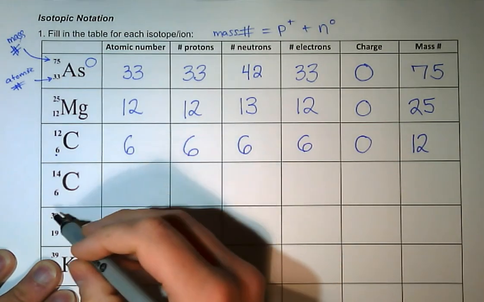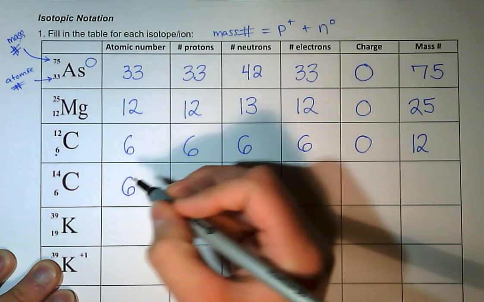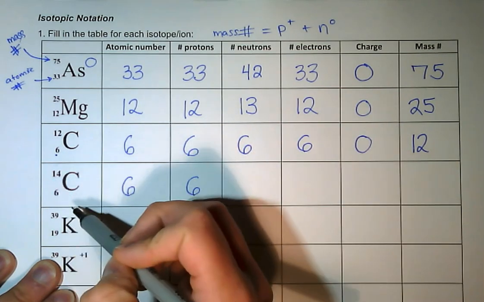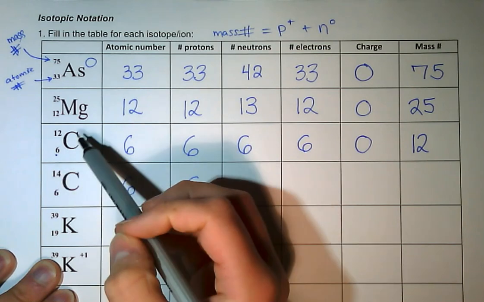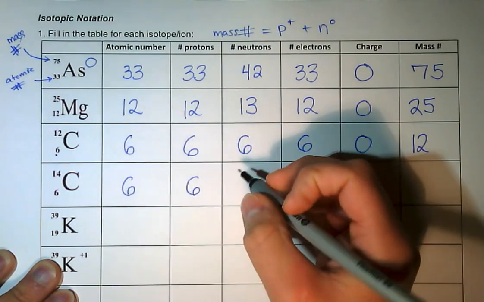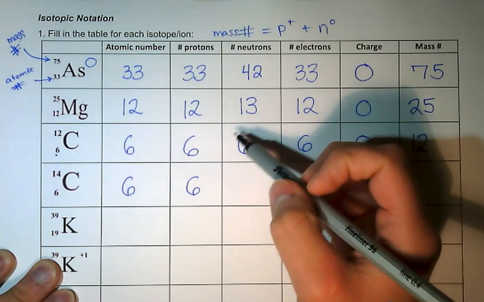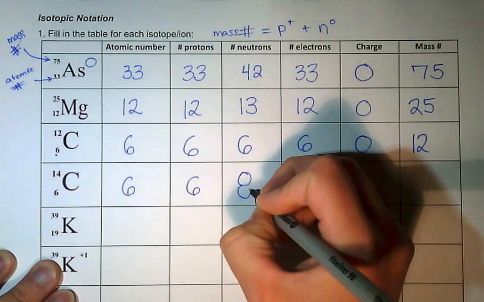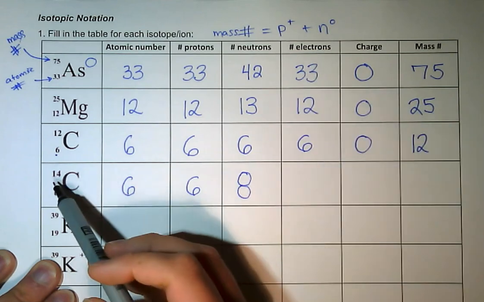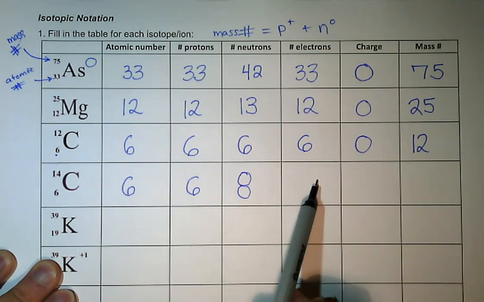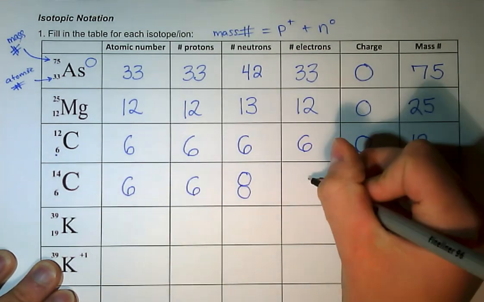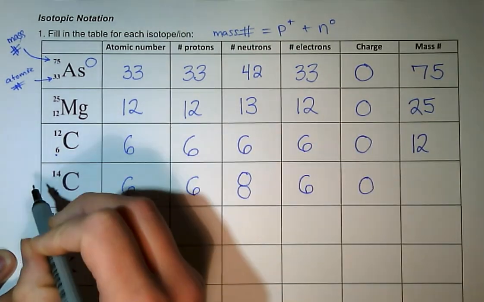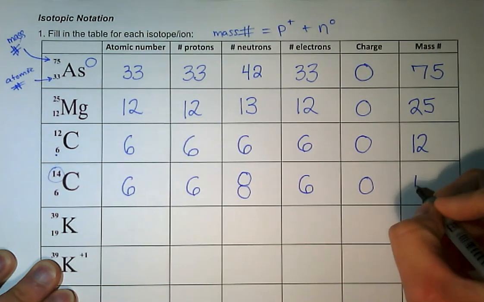Down a row, we have carbon again, so its atomic number is still 6, still has 6 protons, we just have a different isotope. This time we have carbon 14 instead of carbon 12. And so the number of neutrons of carbon 14, 14 minus 6, gives us 8 neutrons. Again, there's no charge, so our number of electrons must equal our number of protons. So that's 6, the charge is 0, and the mass number is 14 this time.